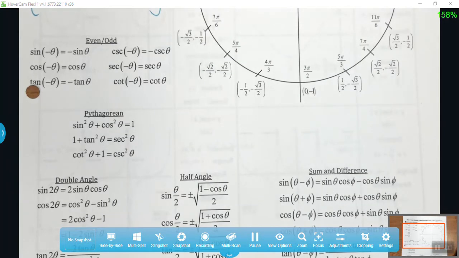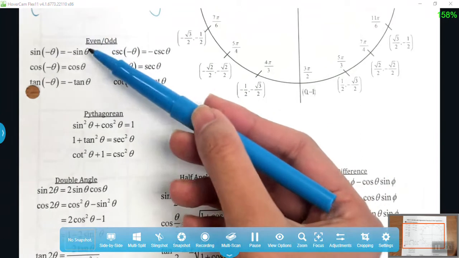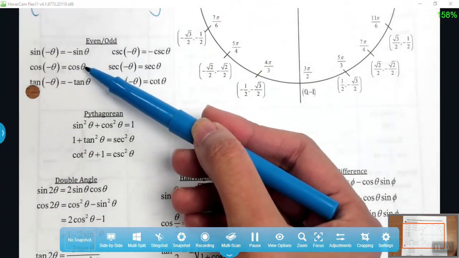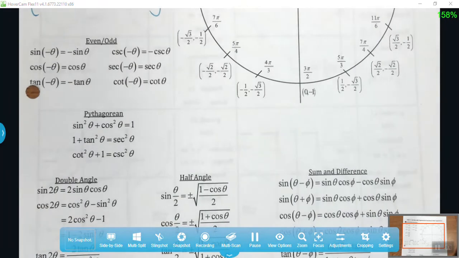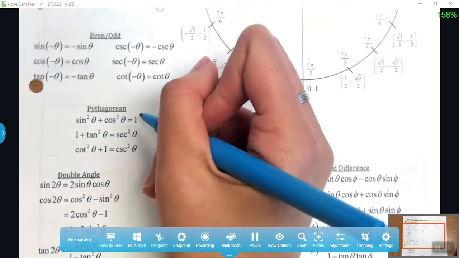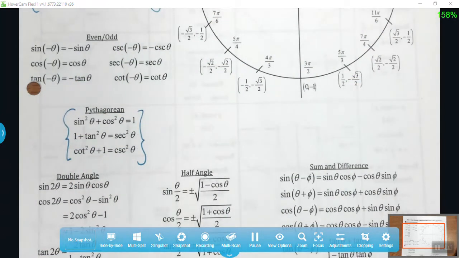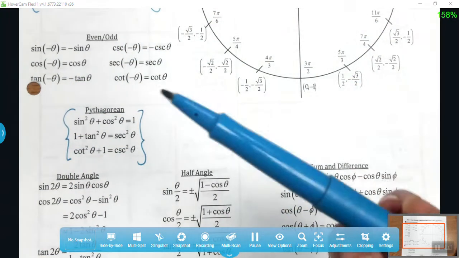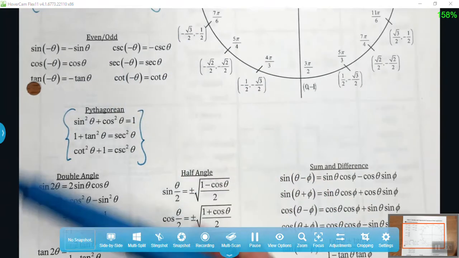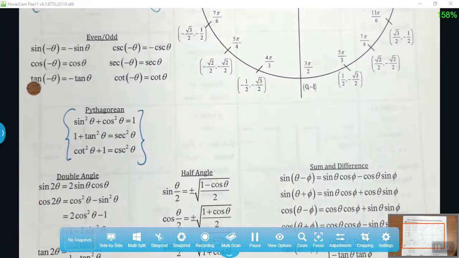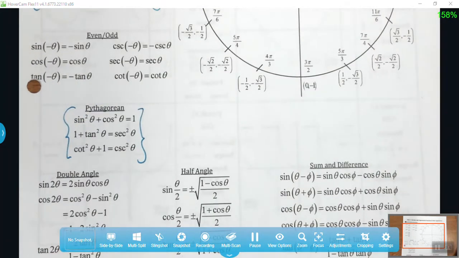Even odd you don't use that much, but sine is odd, cosine is even. So, not super important. These are important. Do you not know what even odd is? Even is symmetric to the y-axis. Odd is symmetric to the origin. Right. These are important. You've got to know these Pythagorean identities. Wait, which one was odd? Cosine is even because it's symmetric to the y-axis, and sine and tangent are odd.